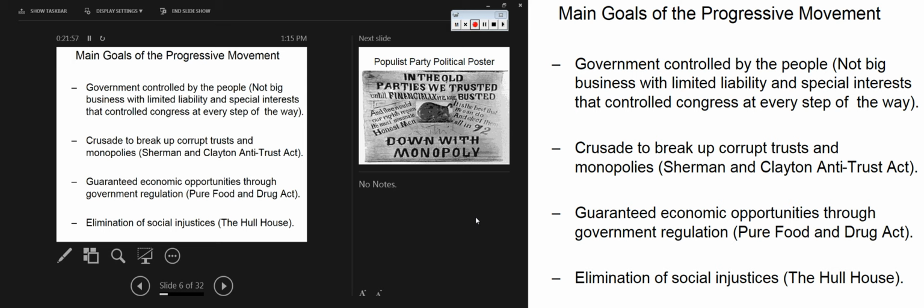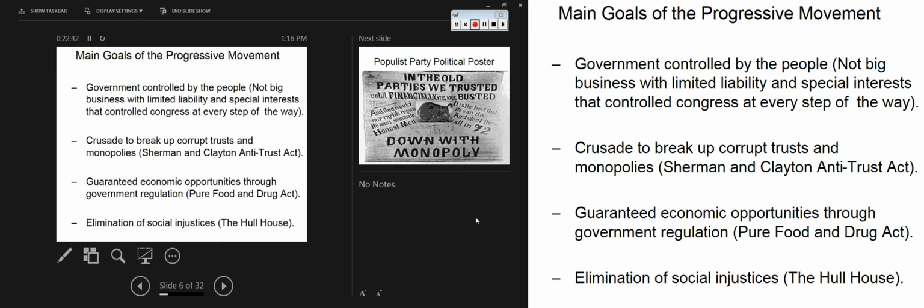So what are some of the goals of the progressive movement? Government controlled by the people at the local, state, federal level, getting away from big-time corporate limited liability and the fact that Congress was controlled by big business. Crusade to break up corrupt trusts and monopolies. It started with the Sherman Antitrust Act in 1890 during Benjamin Harrison's term in office. It will continue with the Clayton Antitrust Act, which will shore up the loopholes of Sherman, like outlawing price fixing and protecting the unions, proposed in 1912, passed in 1913 during Woodrow Wilson's first term in office.